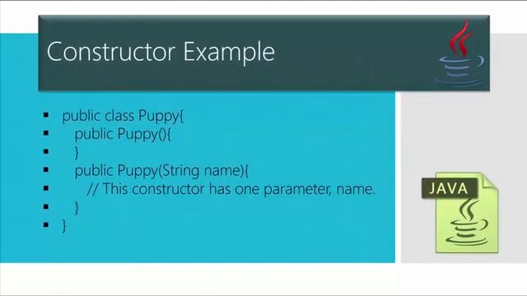Here's an example of a constructor. So we have a public class called Puppy. Then we use the public Puppy(String name). And notice in this instance, this constructor has one parameter called name. The two slashes that you see are simply comments that you can write within your code so that you know exactly what this piece of code will do.